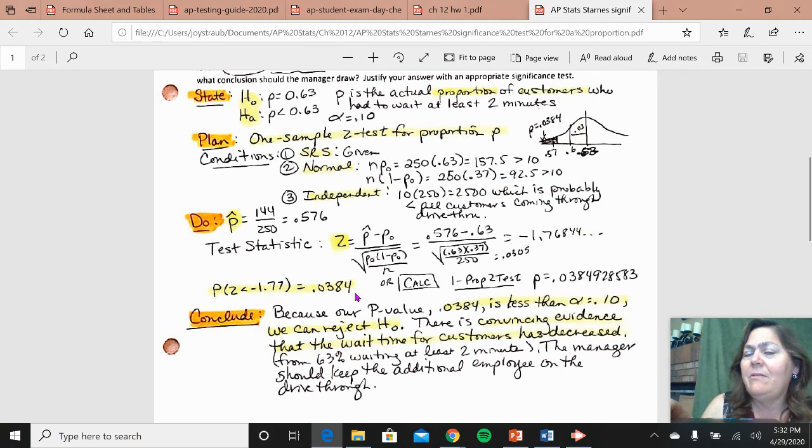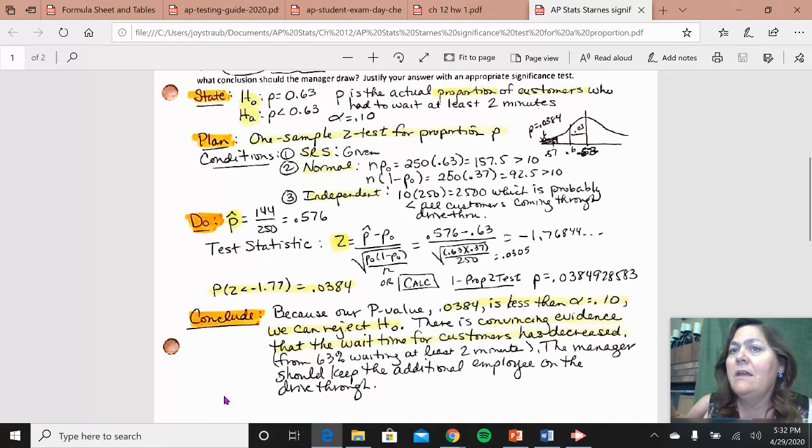I then went to the table and got 0.0384 for the probability, the p-value. Okay, we're doing a one-tailed test, so it's not multiplied by 2. If you went to the calculator and did a one-prop z-test, it will tell you 0.03849. This is getting a little bit more accurate here. It's actually closer to 0.0385, isn't it, than 0.0384, but remember, we're going to get more accurate with the calculator.